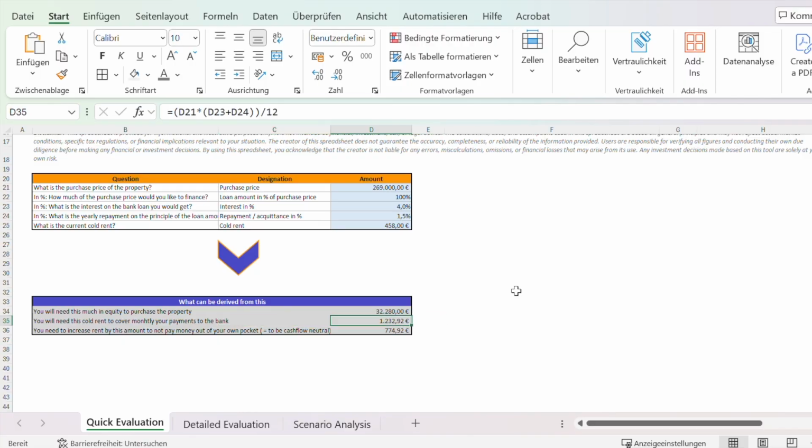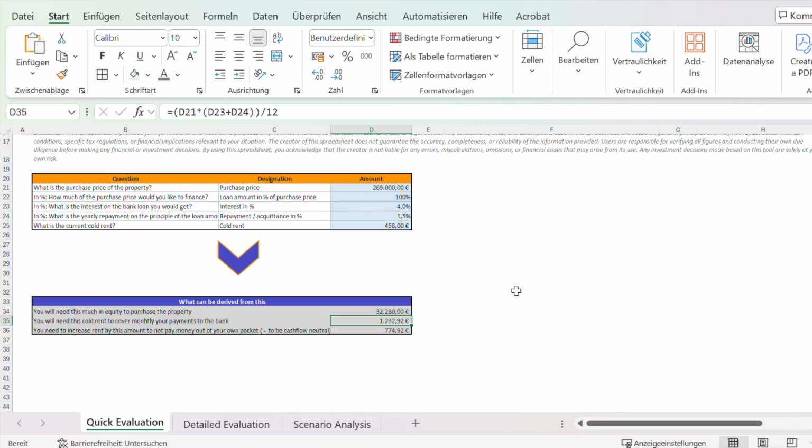And now this is really important. You need this amount, 1,232 euros, to cover the bank loan, right? Meaning interest and the repayment of the principal. These overall 5.5%, as we described earlier up here, you will need that, these 1,200 euros, to get to a cash flow of 0. However, you only have 458 euros, which you get in cold rent.